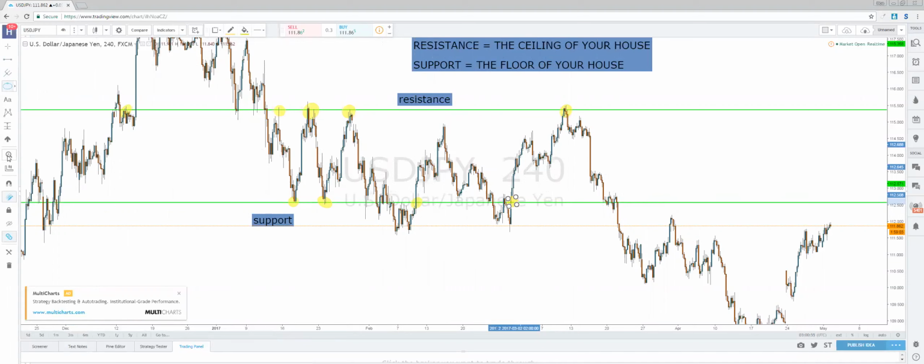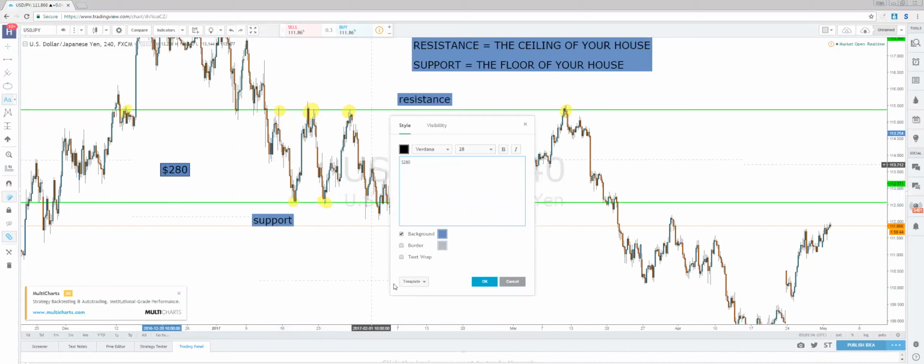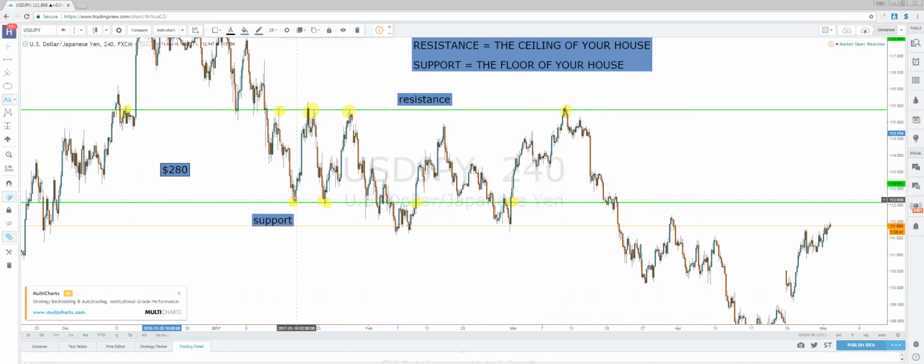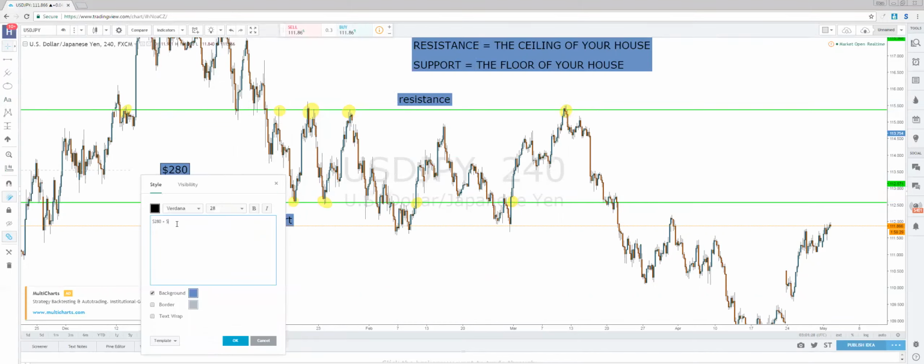Let's say you caught this initial downtrend from the resistance down to this first support, $280. Let me just track this down. $280, and then you close out the sell order down here. Then you get in for a buy, right here. You run this all the way back up. That's another $300.